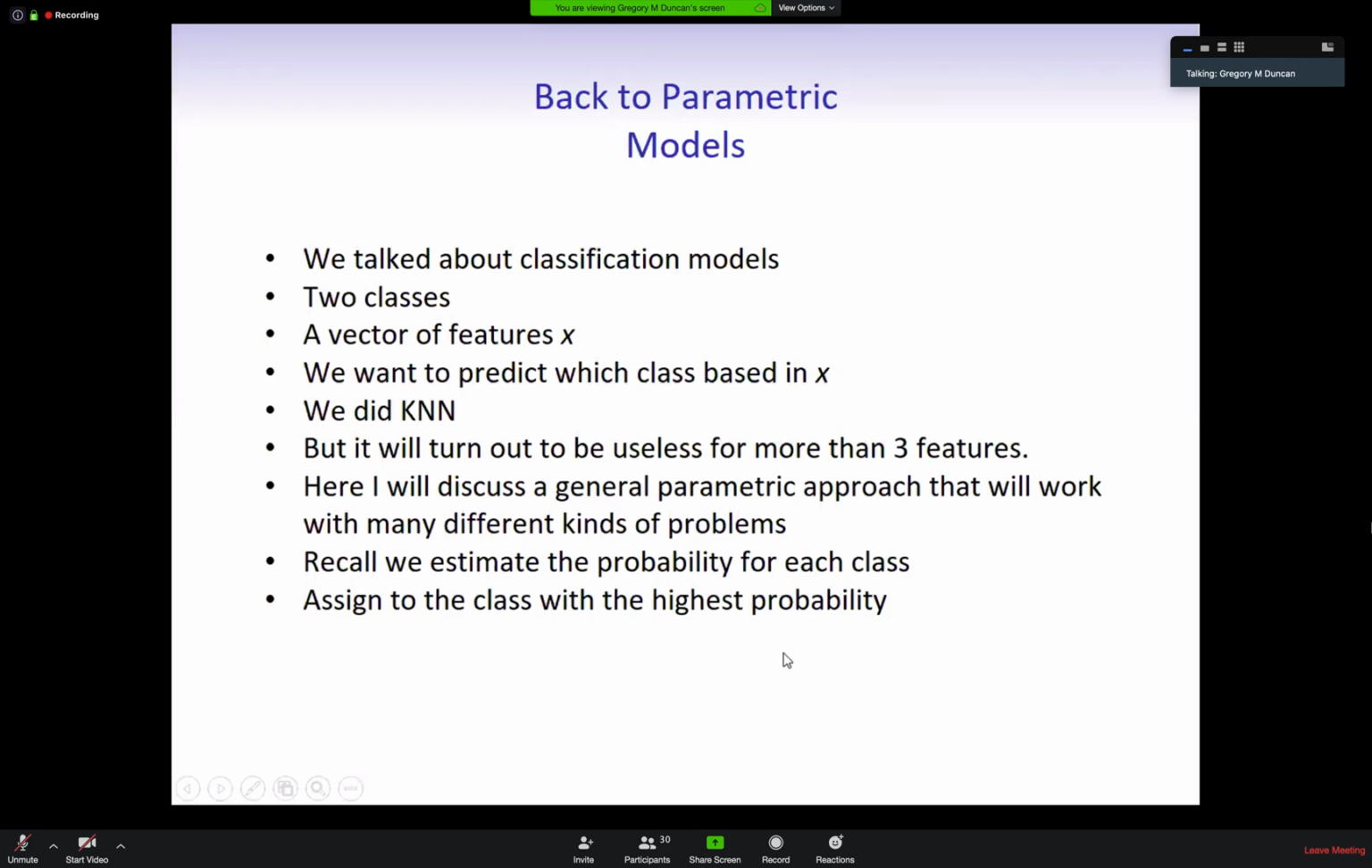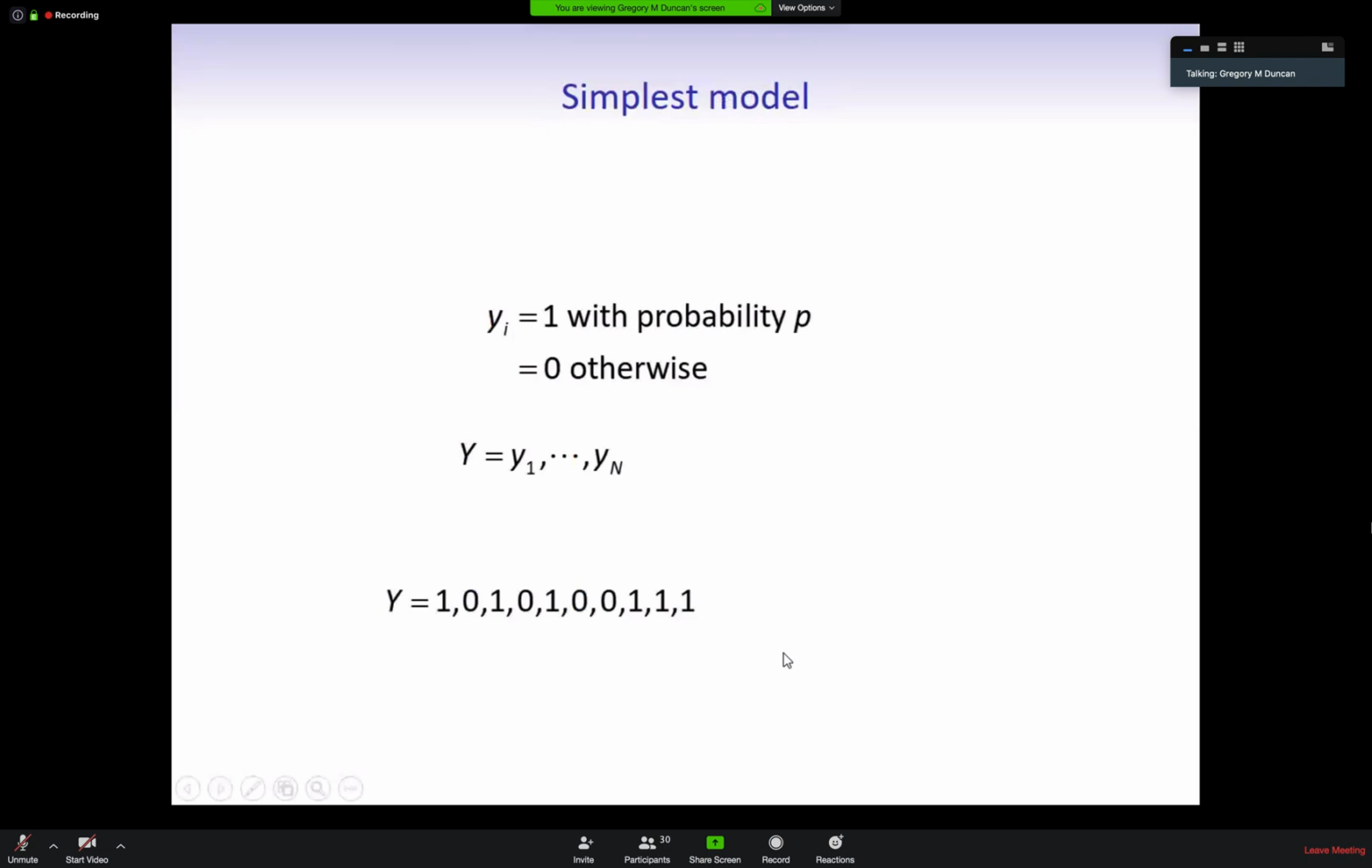Something seems to be wrong with my... there we go. Here's a simple model. This is the simplest kind of model. Think of COVID. So yi is 1 if you have COVID, 0 otherwise. And we're going to make it binomial. That is, you have COVID with probability P, and you have not COVID with probability 1 minus P.